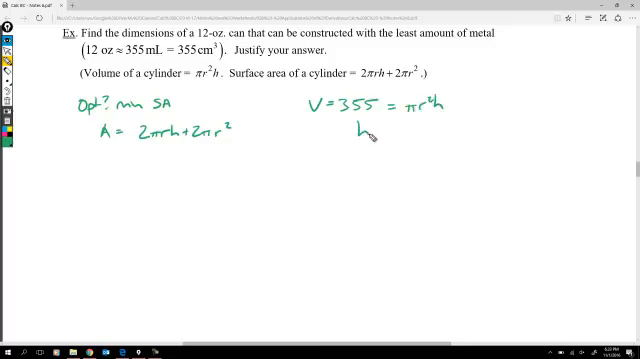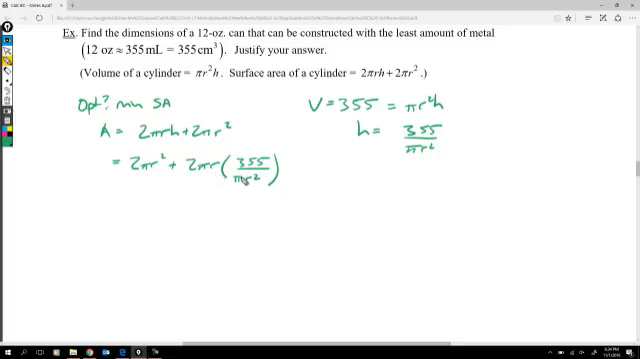Now, if I take this and I solve for H, now I know what H is with respect to R. So now I can go back into my surface area equation and substitute H out, just like what we did with related rates. We do not want two variables in my surface area equation. Whatever I'm trying to optimize, I don't want two variables, I only want one. So I need to take other information they give me and make a substitution. So now I have this in terms of just R: 2 pi R squared plus 2 pi R times 355 over pi R squared.